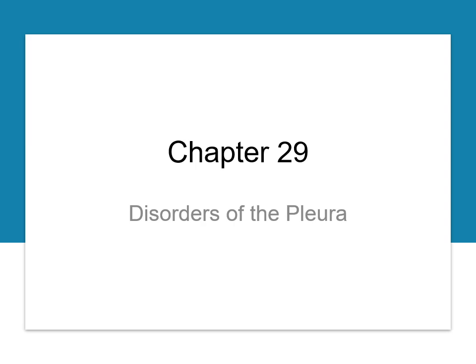Welcome to Chapter 29, Disorders of the Pleura. We're going to talk about some different things that happen with the pleura, including pneumothorax, pleural effusion, and flail chest. So let's get into it.